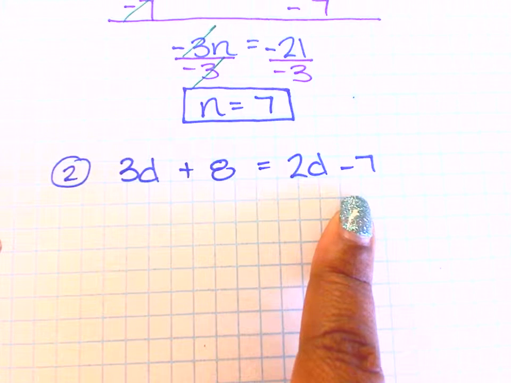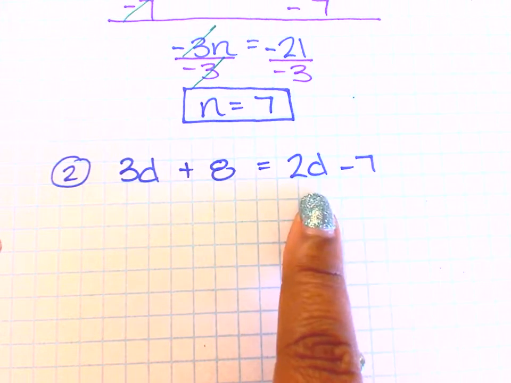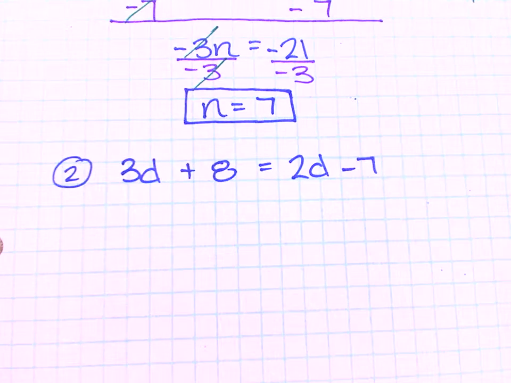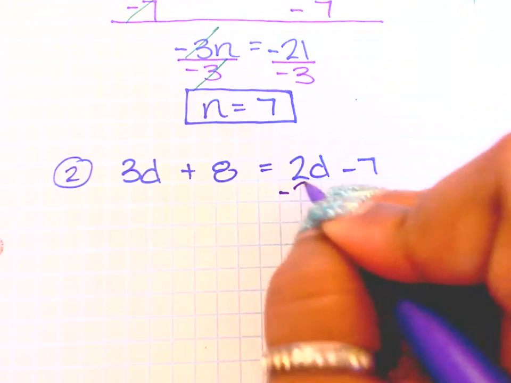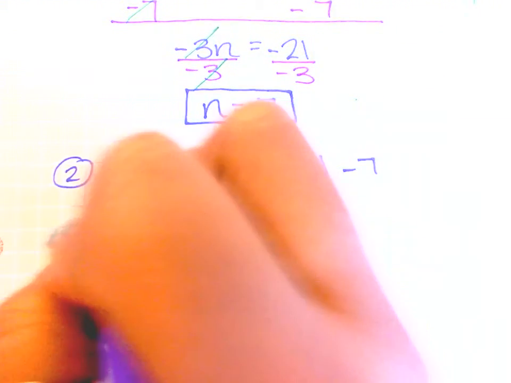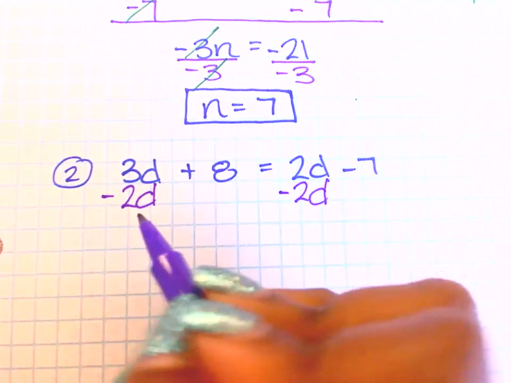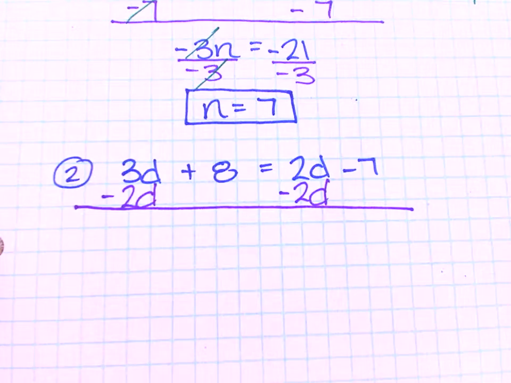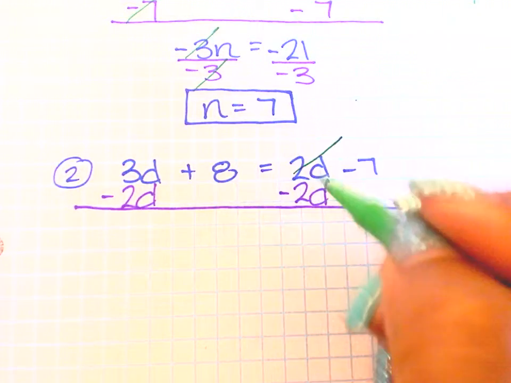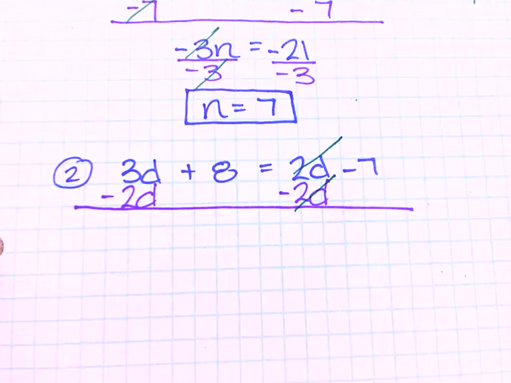Step 2, I need to decide how I'm going to move my variable all to one side. So I'm going to move 2d to the left side. So I'm going to subtract 2d from both sides. Notice how I line them up. Okay? Make sure you're writing this down. So positive 2d minus 2d cancel out on that side.